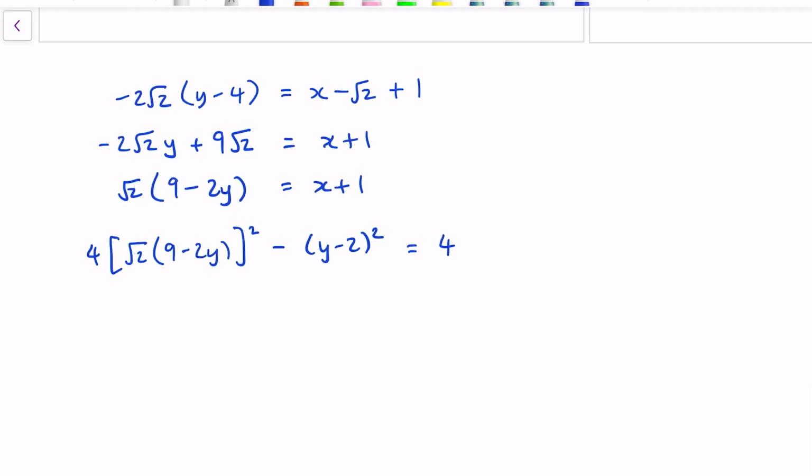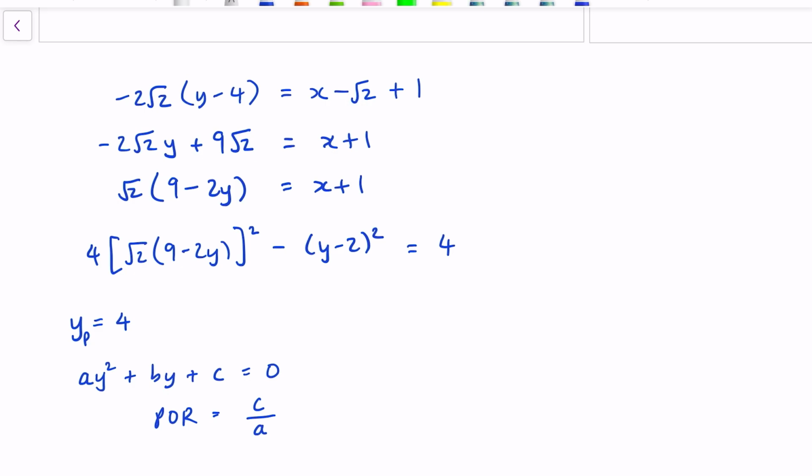Now, I could expand this all out. If I do, I will get a quadratic equation, but I know that one of the roots to this quadratic equation is y equals 4, because that's the y value of P. And I want the y value of Q, the other solution to this quadratic. So what I can do is consider the product of the roots. When you have a quadratic equation like this, ay squared plus by plus c equals 0, the product of the roots is equal to the constant term c divided by the coefficient in front of the y squared term.